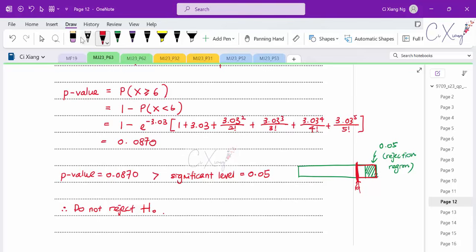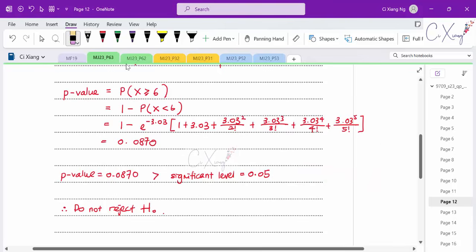This is something that you can set up for yourself, maybe it's easier for you to remember when you should accept and when you should reject. You just imagine that there's a rejection area on the right. You compare the p-value, which is also an area, with your significance level and see whether you should reject or accept the null hypothesis.